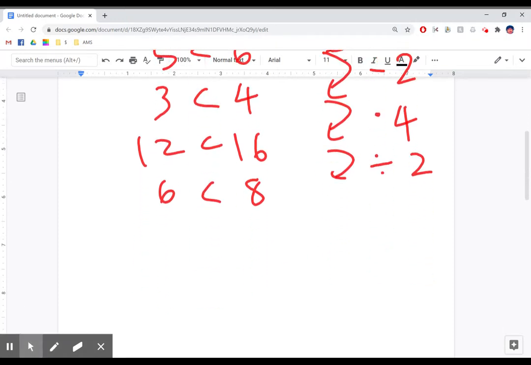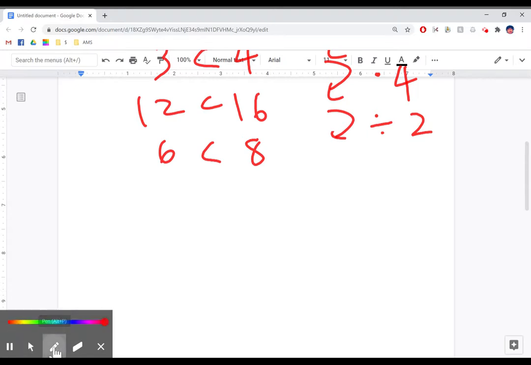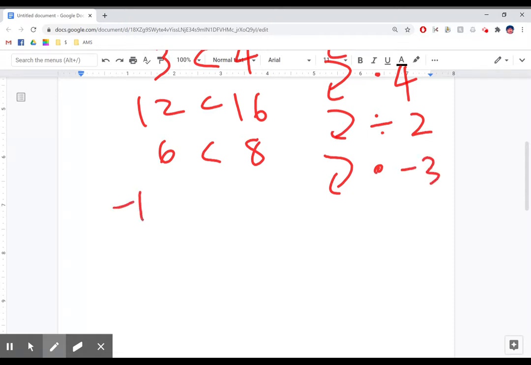Let's look at a couple more examples. What happens if we multiply by a negative number? We're going to multiply by negative 3. So 6 times negative 3 is negative 18. 8 times negative 3 is negative 24. I'm going to keep the symbol there and analyze this. You should be saying, negative 18 is actually not less than negative 24, right? We have a problem. It's actually the other way around.